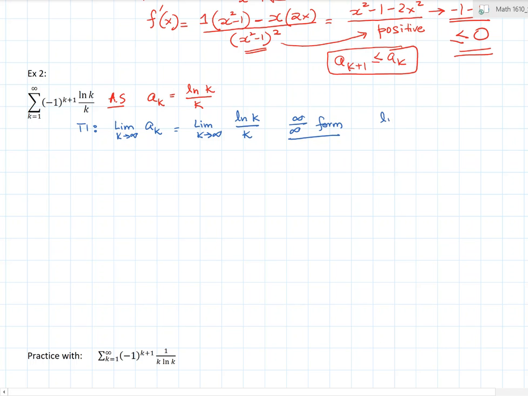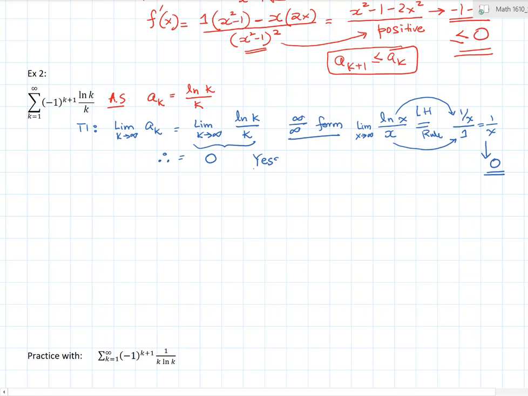So we are going to go to ln x over x and see what happens as x goes to infinity. Using L'Hopital's rule, you take the derivative of ln x, which is 1 over x, divided by the derivative of x, which is 1, which is 1 over x, and this goes to 0. Therefore the limit of this is 0, which satisfies the first test.